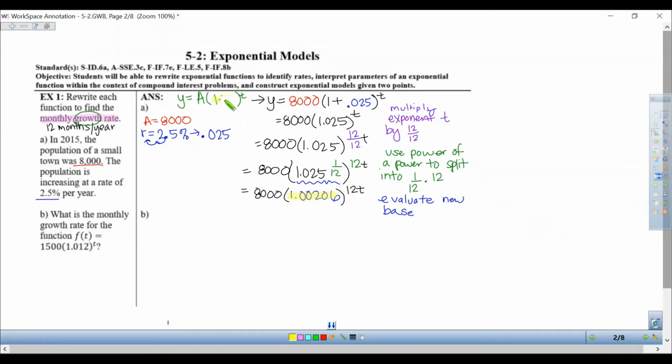So remember that this is my 1 plus my growth rate. So let's take that and find this here. This is a little tight, I'm sorry. It'll be better for the next one because we won't be writing the steps.